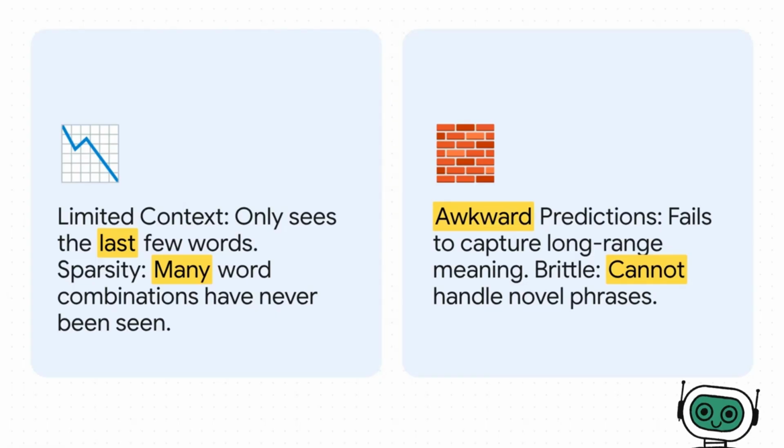But this simple counting method runs into trouble pretty fast. It has two huge weaknesses. First, the context problem. Because its window is so small, it can't understand the broader meaning of a sentence. And second, the sparsity problem. If it's never seen a specific combination of words before, it gives that combination a probability of 0. This makes the model very brittle and leads to some pretty awkward predictions.